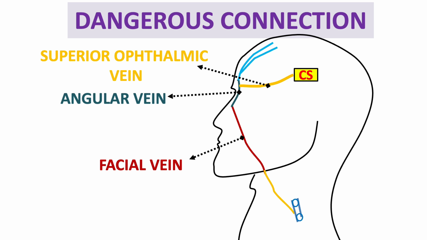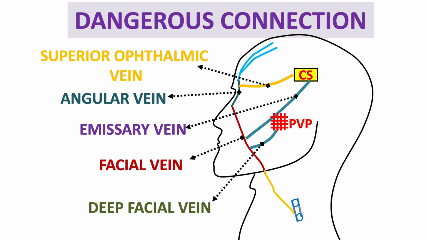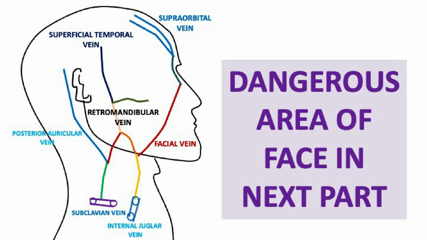And cavernous sinus is connected to the facial vein of the face by emissary vein. So an infection in the facial vein can travel to the cavernous sinus through emissary vein. As you can see, this is the pterygoid venous plexus and it is also connected to the facial vein by deep facial vein. That is why these two are the dangerous connections from where infection can travel from face to reach the cavernous sinus. In detail about the dangerous connection and the dangerous area of the face, I'll tell you in part 2 in continuation with venous drainage of the face.